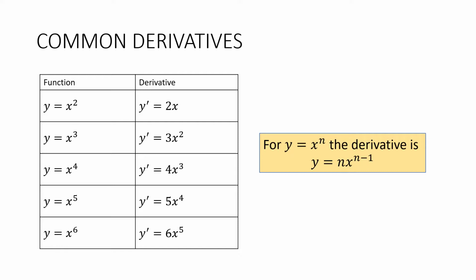So here's the pattern. For y is equal to x to the n, the derivative is nx to the n minus 1. So basically, any power function, you're going to bring the power down, and then multiply by x, and then drop this power by 1, always. So if I had x to the 7, it would be 7x to the 6th would be the derivative.